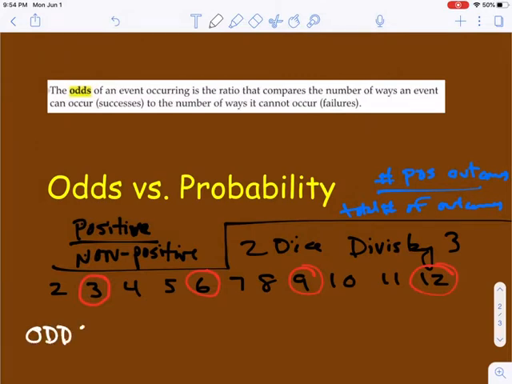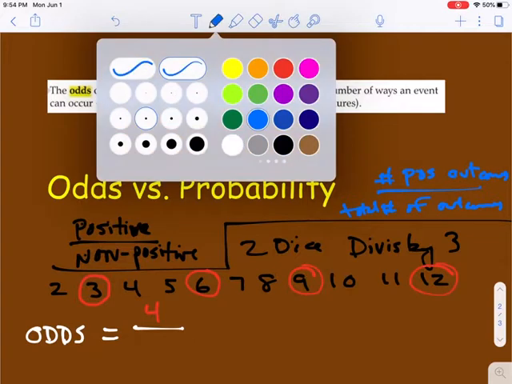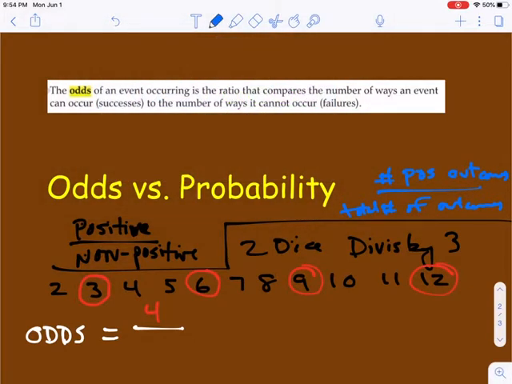Now when we're writing odds, the odds of that happening are equal to the total number of positive outcomes, so there's 4, over the number of non-positive outcomes. The number of non-positive outcomes is all the other ones, in other words, the complement of the set. So you look at how many we have here: 1, 2, 3, 4, 5, 6, 7, 8, 9, 10, 11 possibilities. The complement of the set would be the total set minus the positive ones, so it would be 11 minus 4, which is 7.